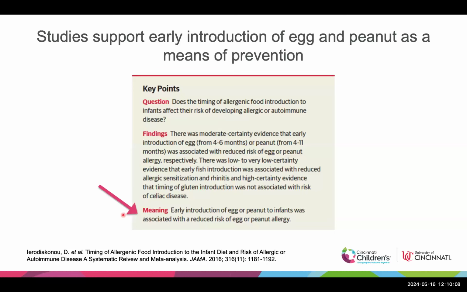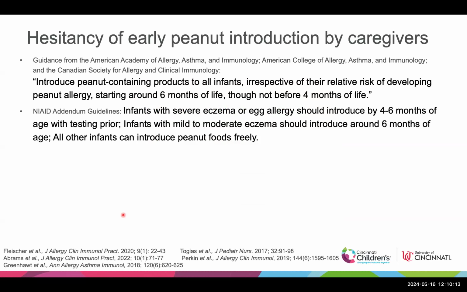So why is there still a lot of research going on in the field? One of the reasons is that, sorry for a lot of text on the slides, this really did lead to a lot of guidelines changing. And this is just two examples here. They're a little bit different between countries and professional societies, but they usually say something like introduce peanut-containing products to all infants, irrespective of their relative risk of developing peanut allergy, starting around 6 months of life, though not before 4 months of life. The NIAID addendum is a little bit different.